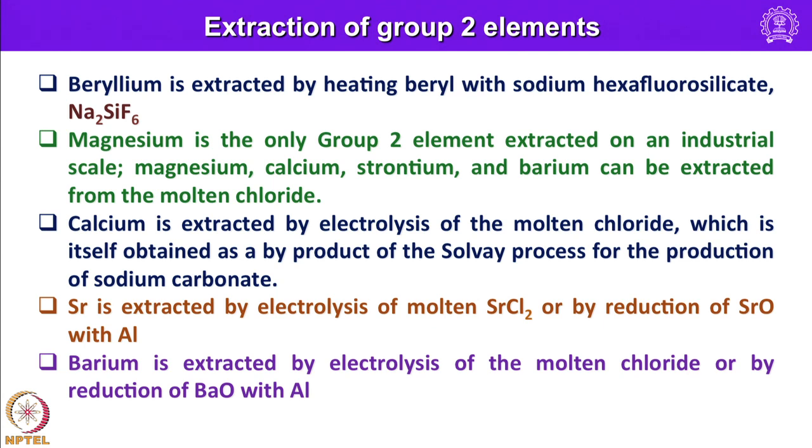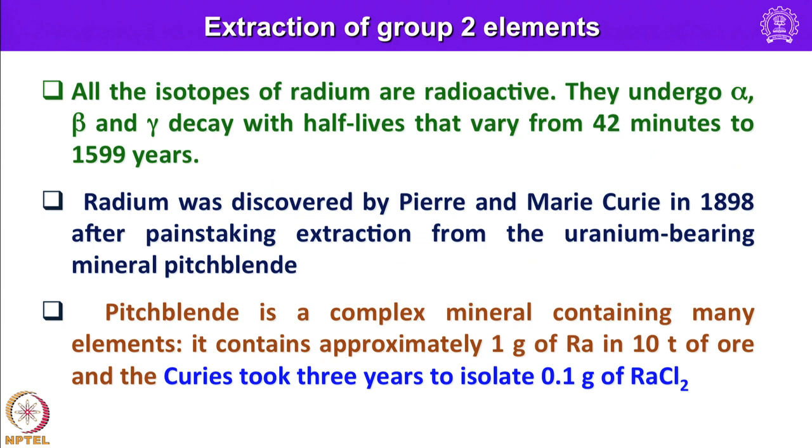Calcium is extracted by electrolysis of the molten chloride, which is itself obtained as a byproduct of the Solvay process for the production of sodium carbonate, and strontium is extracted by electrolysis of molten strontium chloride or by reduction of strontium oxide using aluminum, very similar to the thermite process, and barium is extracted by electrolysis of the molten chloride or by reduction of barium oxide with aluminum. That means, essentially we have two methods at our disposal to extract strontium, either from molten halides or from the corresponding oxides. So, when it comes to radium, all isotopes of radium are radioactive.